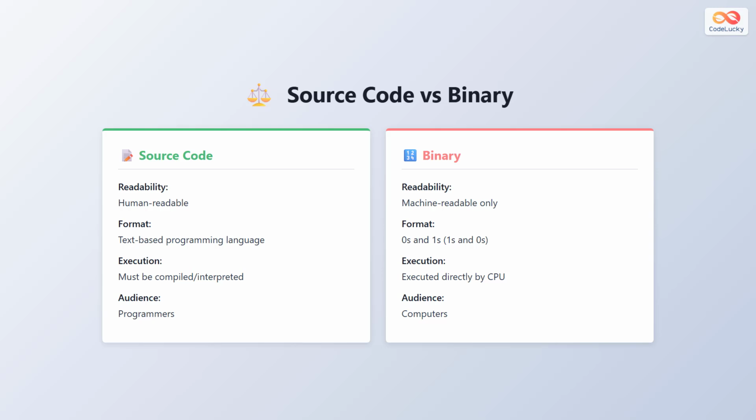Let's compare source code and binary. Source code is human-readable and written in programming languages. Binary is machine-readable and consists of zeros and ones. Source code must be compiled or interpreted before execution, while binary is executed directly by the processor. Source code is written for programmers, while binary is designed for computers. Understanding both is crucial for modern software development.